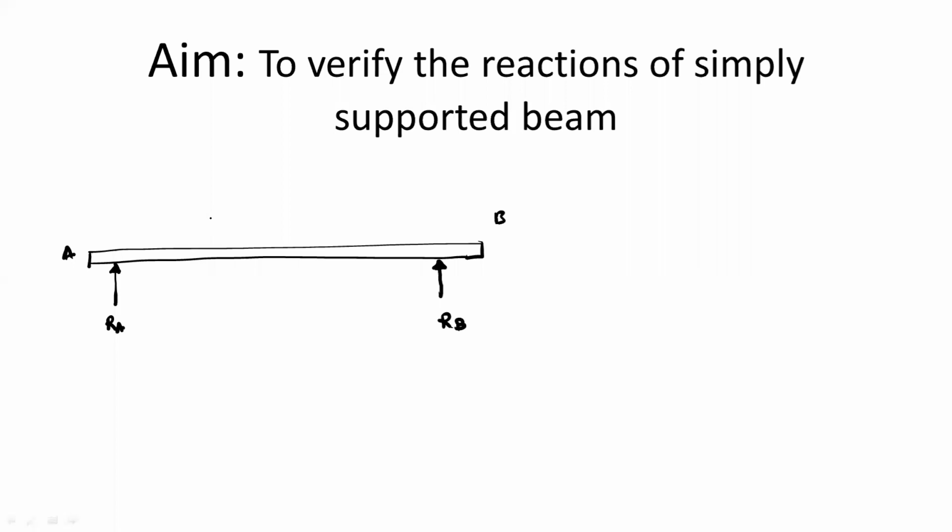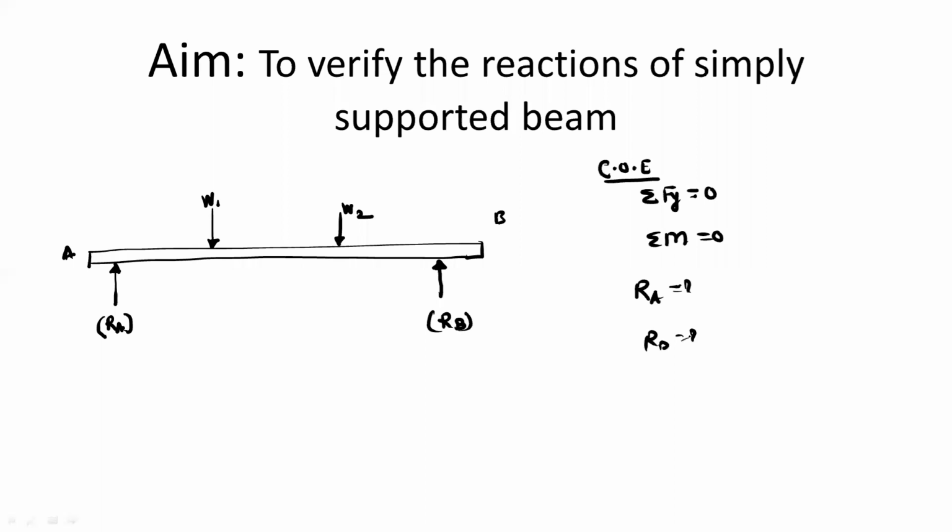If this beam is loaded by point loads, here we have the point load W1 and this is W2. Because of these two loads W1 and W2, the reactions will be developed at support A and support B. By using the conditions of equilibrium, that is, summation Fy equal to 0 and summation of moment equal to 0, we can find out the reactions Ra and Rb. This is the theoretical procedure to find the reactions of the simply supported beam. We have to verify these reactions by using the parallel force apparatus. So this is our experiment.